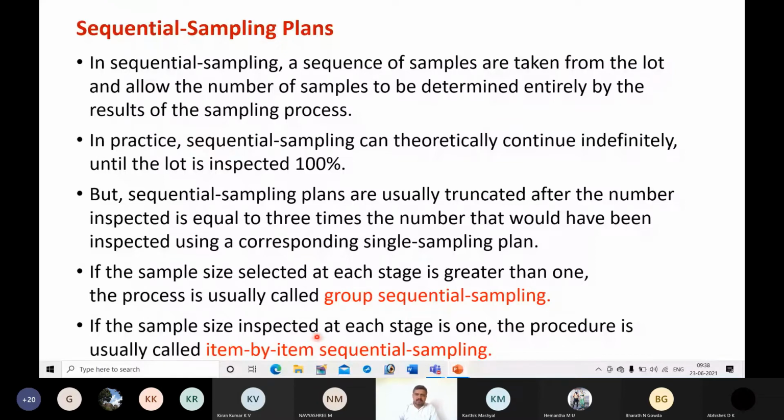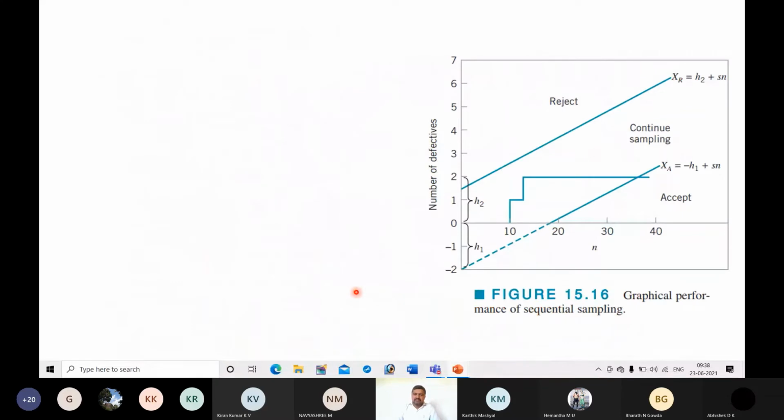In order to make a decision regarding whether to accept or reject a lot, we have 2 approaches. One is the graphical method, or we can go for the table method. For both cases, the equations to calculate acceptance and rejection values are the same, but we can represent them graphically or in the form of a table. First we will consider the graphical method.